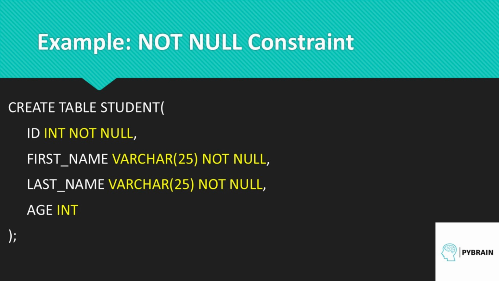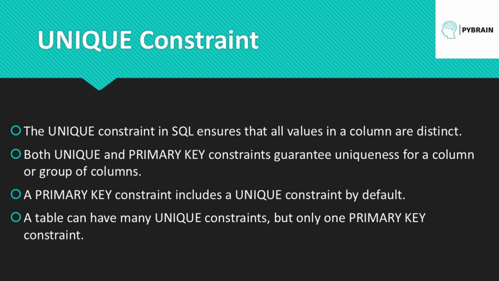Now you know what not null is all about. It keeps your data clean and ensures that every field has a value. Easy to implement, but very useful. Next is the unique constraint.